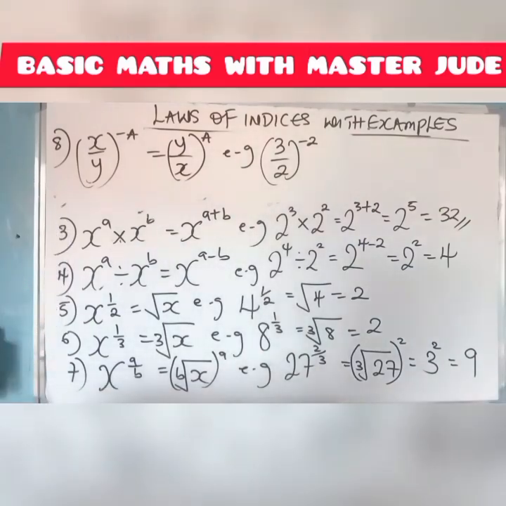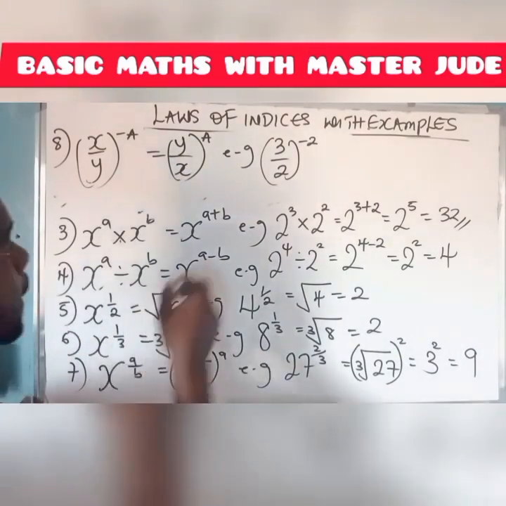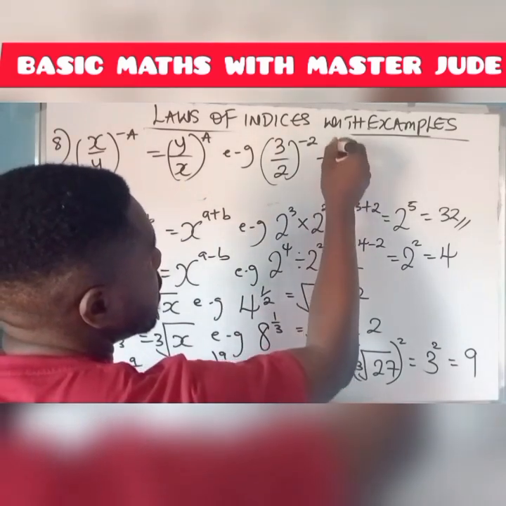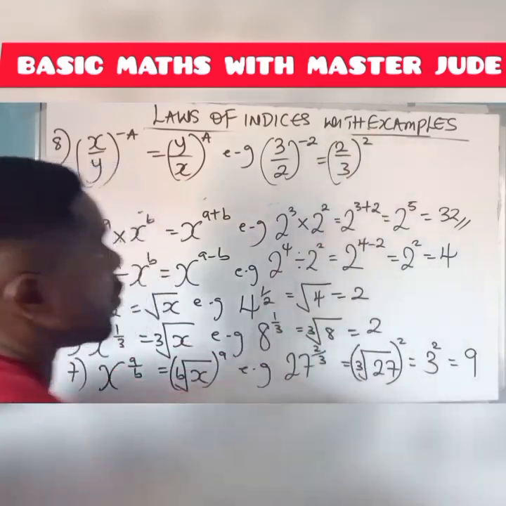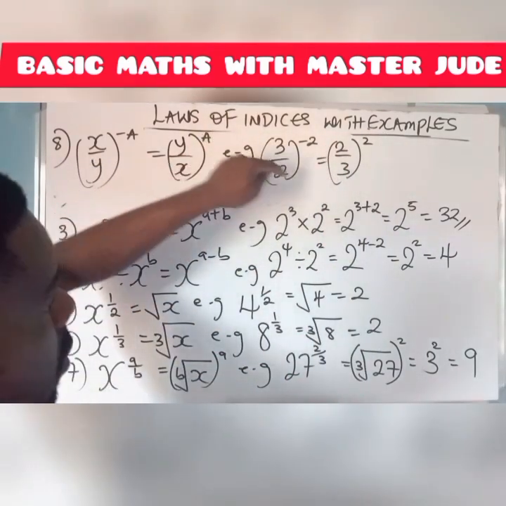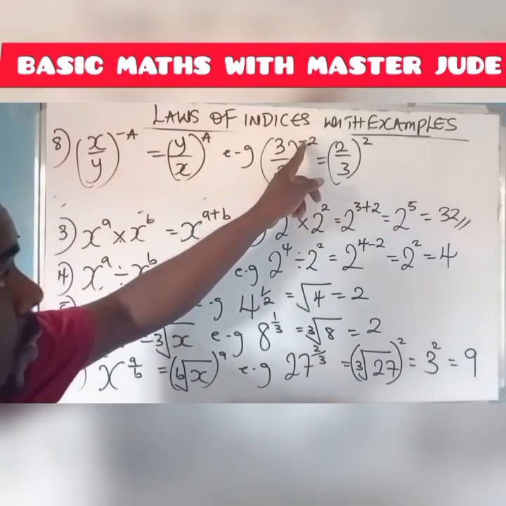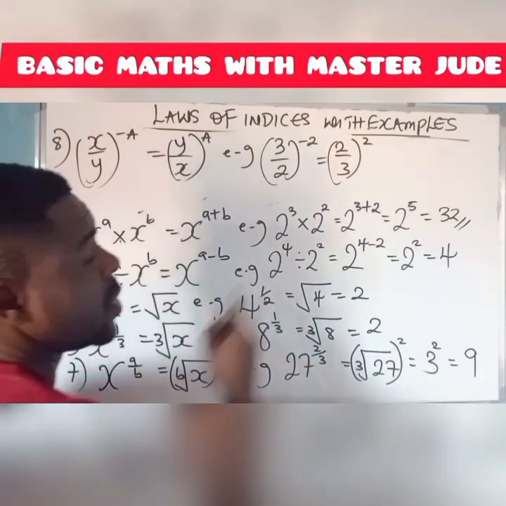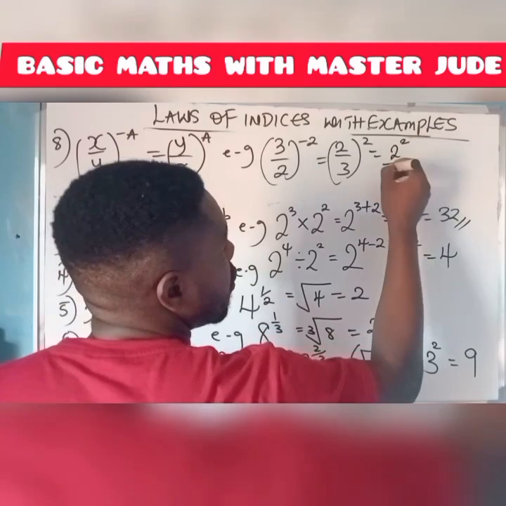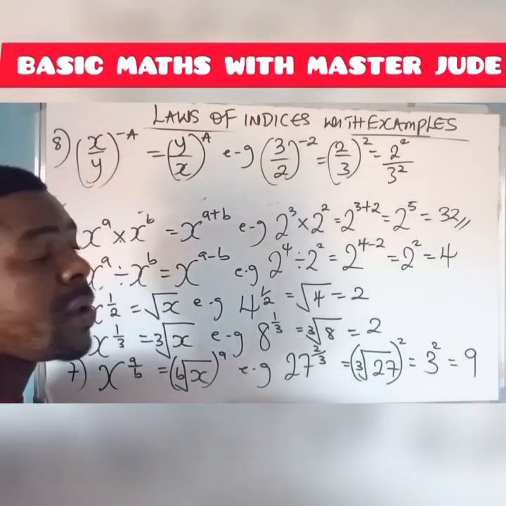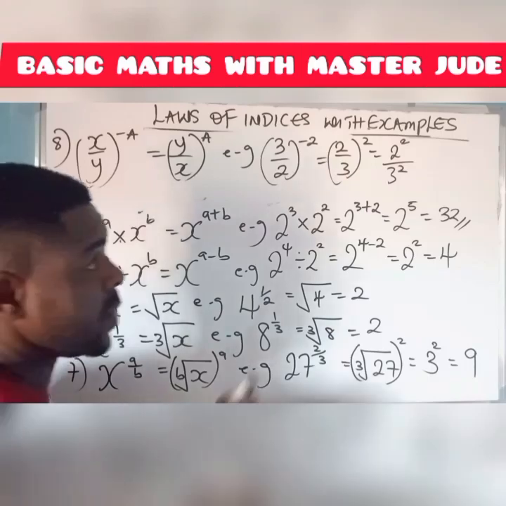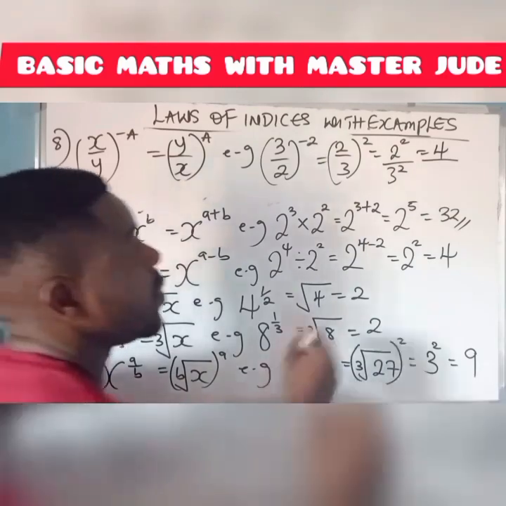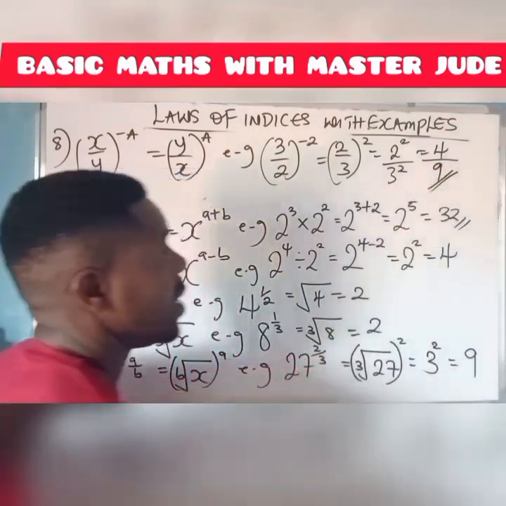For example, if you have 3 over 2 raised to the power minus 2, and you're asked to solve something like this. Now this thing is the same thing as 2 over 3 raised to the power 2, because the numerator will come down, the denominator will go up to remove this minus sign, and this 2 is affecting 2 and 3. So this is 2 raised to the power 2 all over 3 raised to the power 2. And 2 squared is 2 times 2, which is 4, all over 3 squared, which is 3 times 3, which is 9. 4 over 9 as our answer.